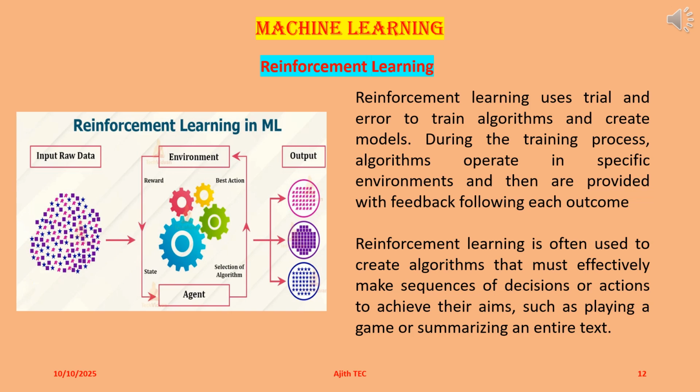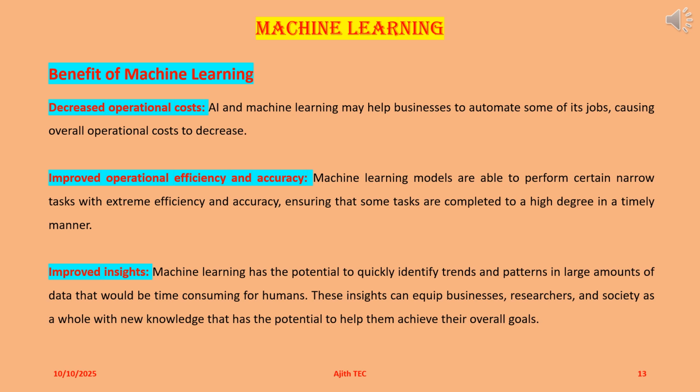Reinforcement learning. Reinforcement learning uses trial and error to train algorithms and create models. During the training process, algorithms operate in specific environments and then are provided with feedback following each outcome. Reinforcement learning is often used to create algorithms that must effectively make sequences of decisions or actions to achieve their aims, such as playing a game or summarizing an entire text. Benefit of machine learning.